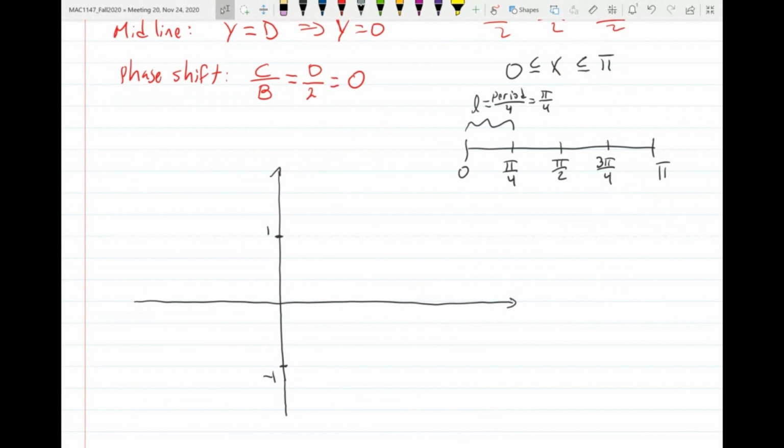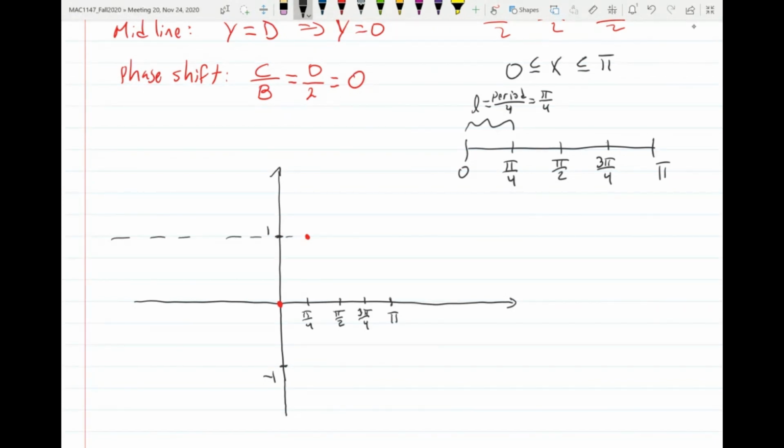The midline is 0, so between 1 and -1. Then the main cycle goes from 0 to pi. I'm gonna put pi here, and then split into 4 pieces. So that's pi over 4, pi over 2, 3 pi over 4, and then pi. And then we put our key points, okay? So let's see, what are our key points? Remember, the sine begins at the midline. The midline is y equals 0. So we begin at the midline, and then we go up. So we have our amplitude.